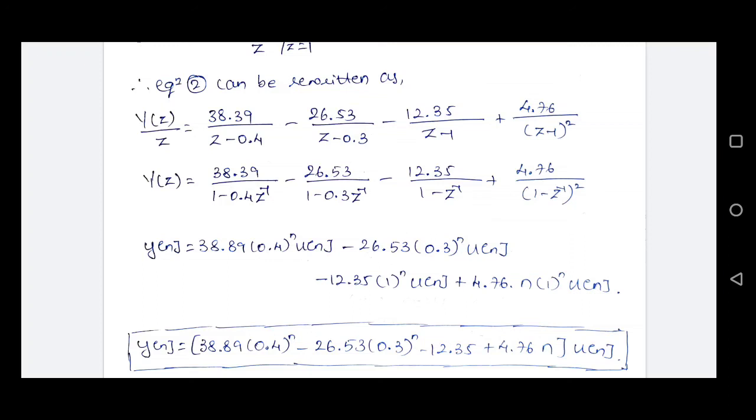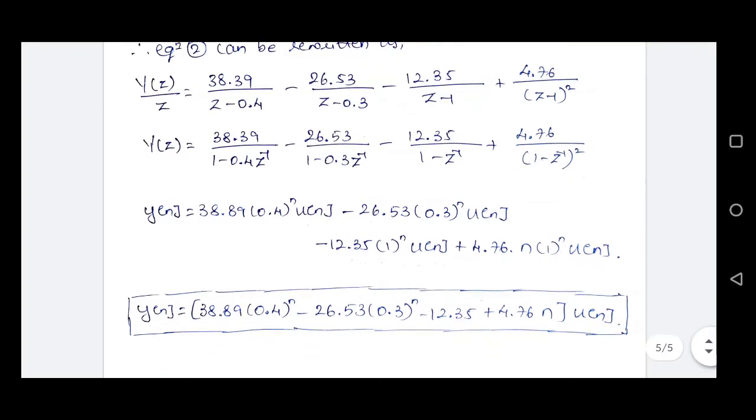The first term will be 38.89, the residue, multiplied by the term in the denominator, which is 0.4 to the power n, multiplied by u(n). Likewise, we'll write the time domain equivalent of each term in Y(z). So it will be 38.89 (0.4)^n u(n) minus 26.53 (0.3)^n u(n) minus 12.35 (1)^n u(n) plus 4.76 n (1)^n u(n).